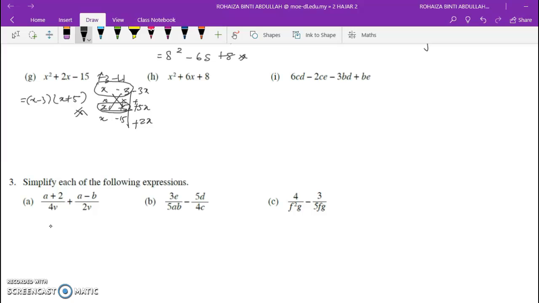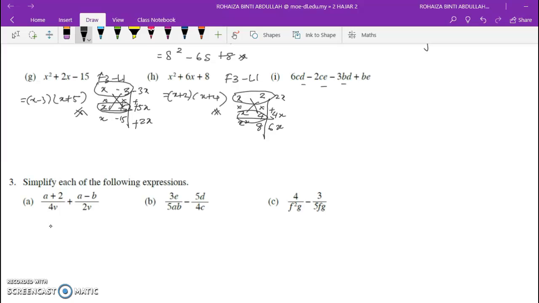Okay, B. Sama juga, factor 3 level 1. Okay, find the factorize. X multiply x is x square multiply plus 8. Kita nak jadi 6 kan? 2 multiply 4 is positive 8. So here 4x, 2x, 6x. So kita jawapan dia x plus 2. Another one. X plus 4. Okay, that's the answer.